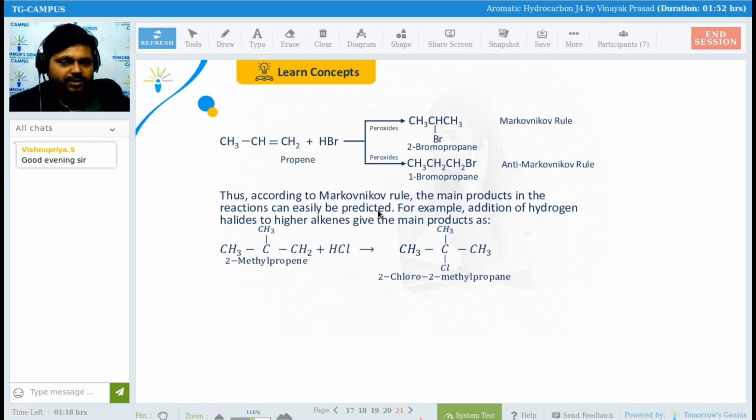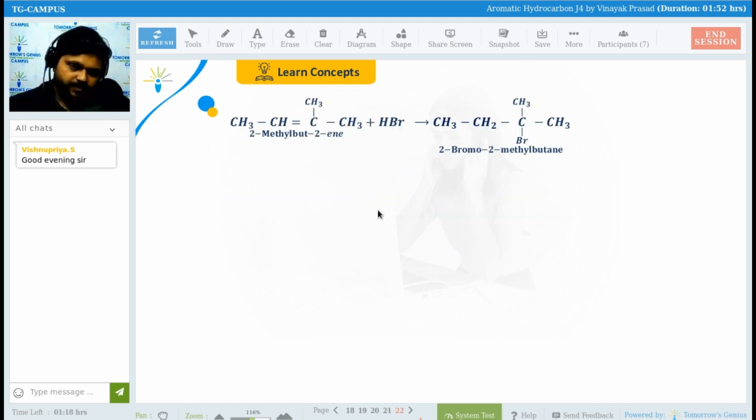No. So according to the Markovnikov rule, we have got this. According to the anti-Markovnikov rule, we have got this. Here HBr is there and peroxide is there. So in case of peroxide, we have got this. If peroxide is not present, then this will be there. Here peroxide should not be there. Right? Clear, everyone? Any doubt? Okay, fine.